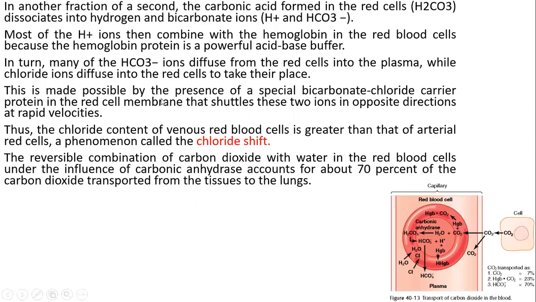This is made possible by the presence of a special bicarbonate-chloride carrier protein in the red cell membrane that shuttles these two ions in opposite directions at a rapid velocity. Thus, the chloride content of venous red blood cells is greater than that of arterial red blood cells. This phenomenon is called the chloride shift. The reversible combination of carbon dioxide with water in the red blood cells under the influence of carbonic anhydrase accounts for 70% of the carbon dioxide transported from the tissues to the lungs.